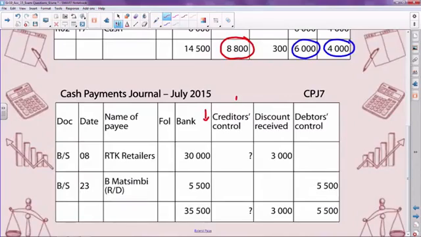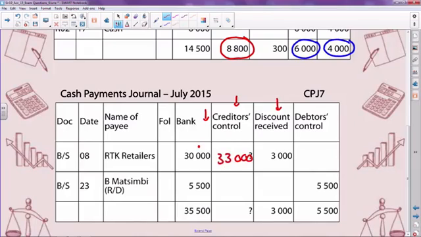I need to do creditors control. And as you can see, creditors control has got a question mark. So how do I fix this? Let's go and look at it. Here, this amount paid to RTK retailers, we've paid them 30,000. But now, they gave us a discount of 3,000. So therefore, we have a decrease on our account of 33,000.